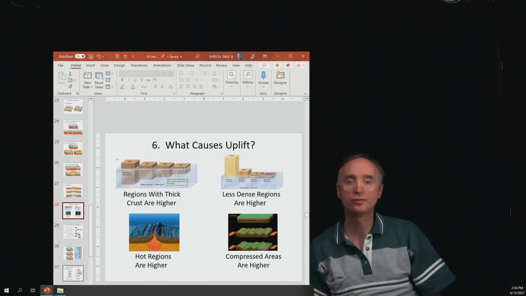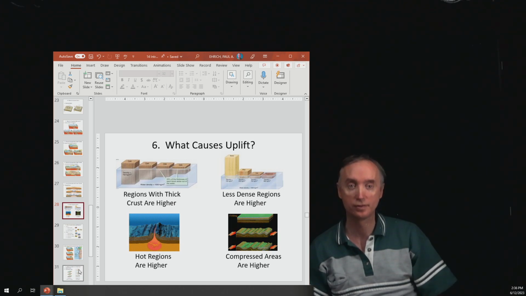Okay, now we want to talk about why mountains are tall. The first thing is it depends on how thick the crust is. So the thicker the crust, the higher the mountain is going to be. And the way to think about this is with an ice cube.